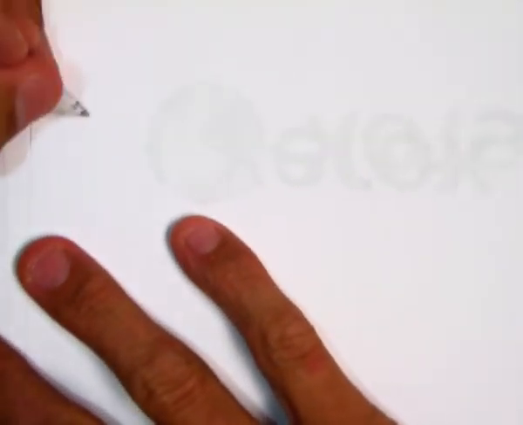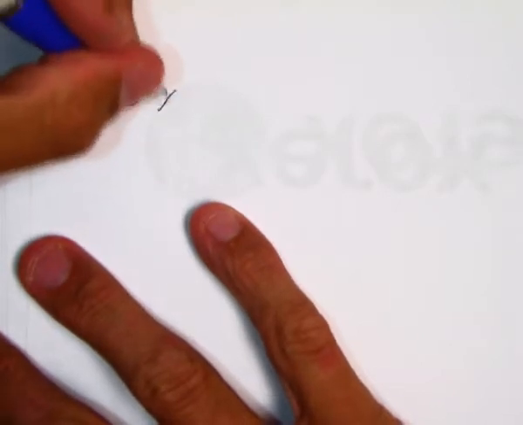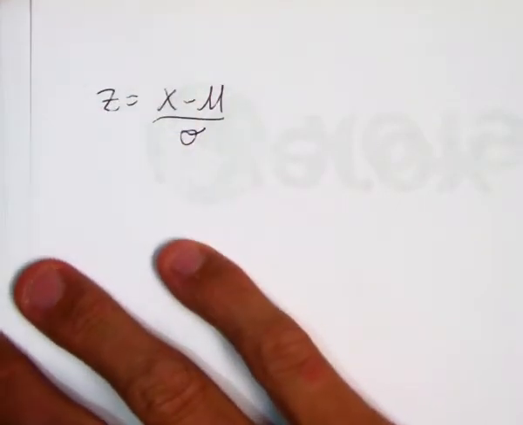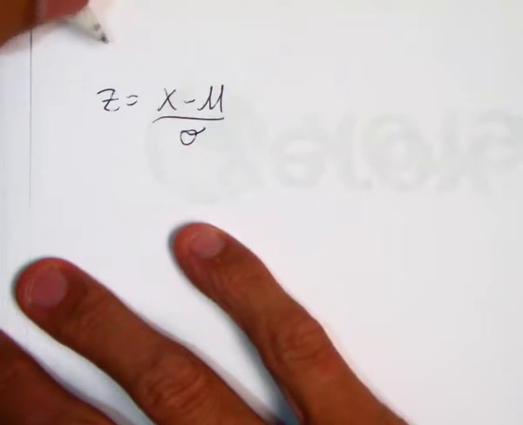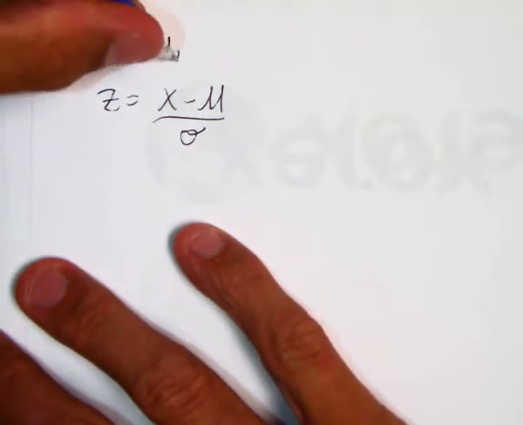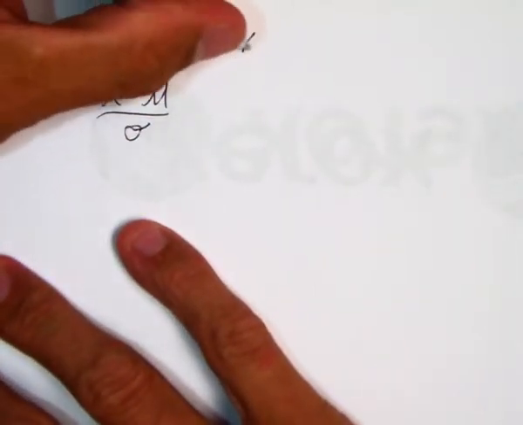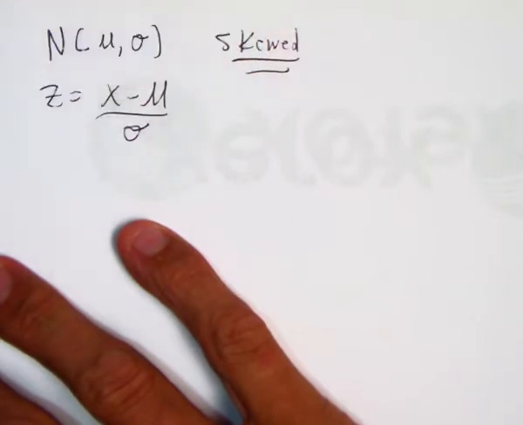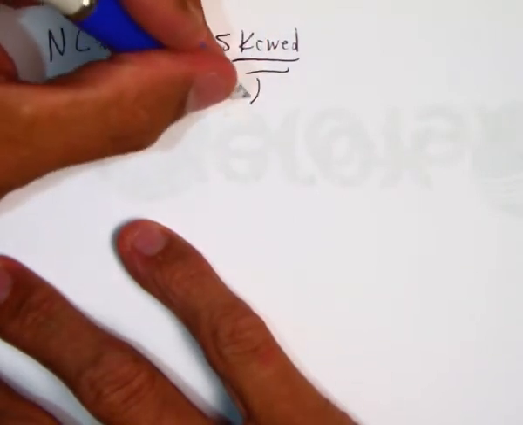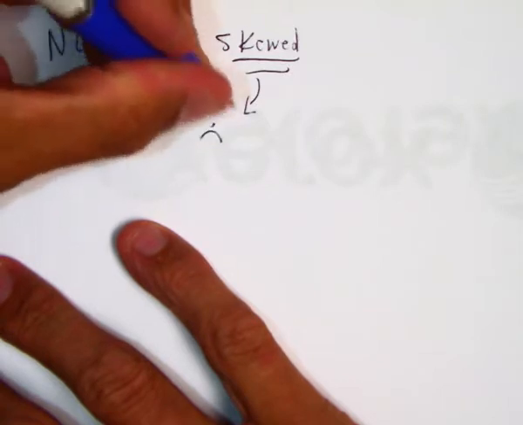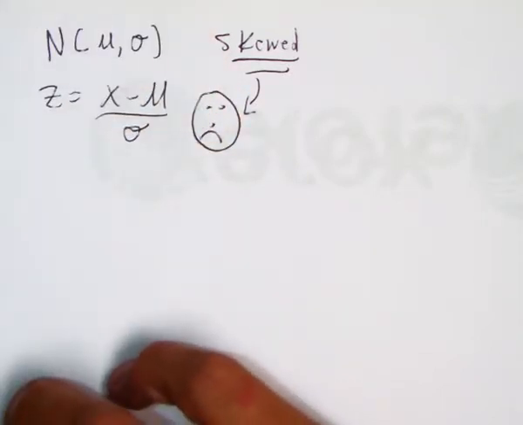Okay, well, if we were to do that, we would use a z-score, right? So we would do z equals x minus mu over sigma. But the problem is that a z-score assumes that we have a normal model with a mean of mu and a standard deviation of sigma. Well, what do we know about this distribution? We know that it's skewed. So when we have a skewed distribution, we cannot use z-scores, because z-scores apply to normal, symmetric distributions.